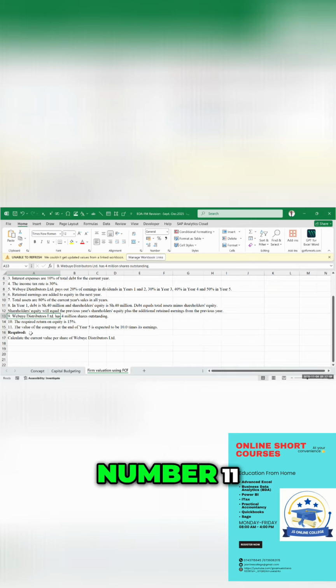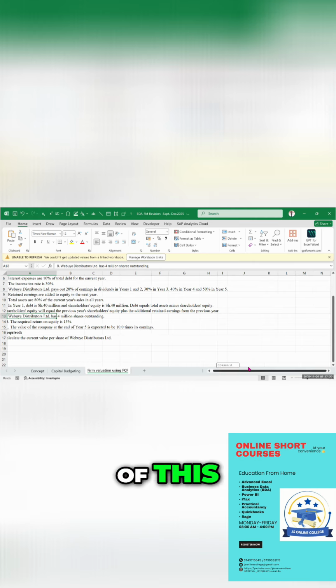Number 11, the value of the company at the end of year 5 is expected to be 10 times its earnings. All right, required: we are told to calculate the current value per share of this company.